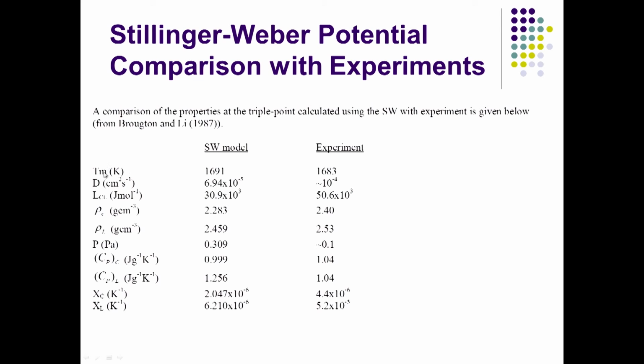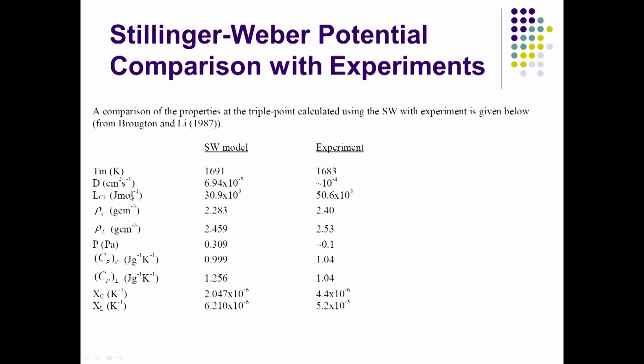So, if you look at Tm, the melting temperature is 1691 by Stillinger-Weber, and experiment is 1683, very close, good prediction, but primarily because the potential was created with the melting temperature as one of the parameters. Now, if you look at the D, you are looking at different parameters here. In this case, diffusion constant, you look at 6.94. This kind of does not match well, this is 10 to the power minus 4, while this is 10 to the power minus 5, but close.